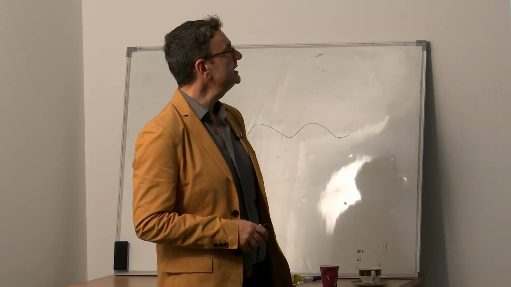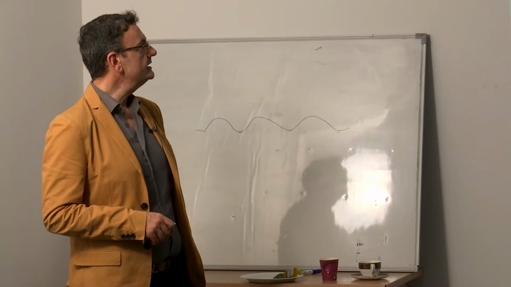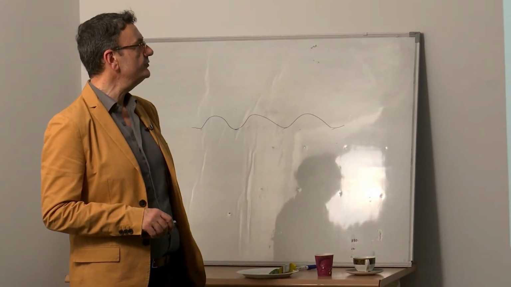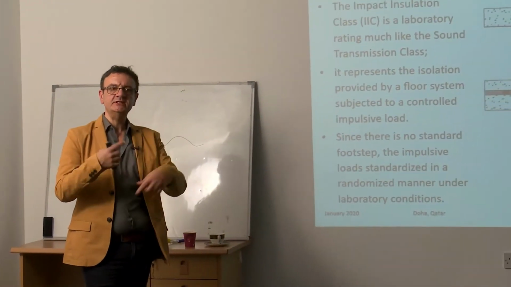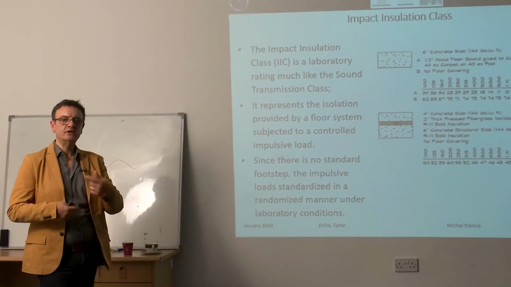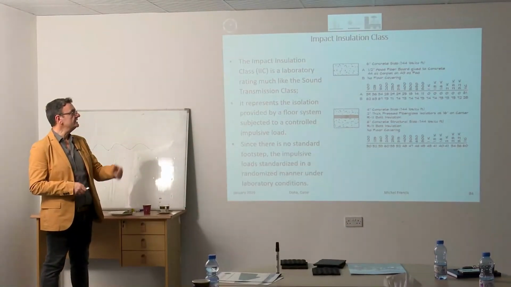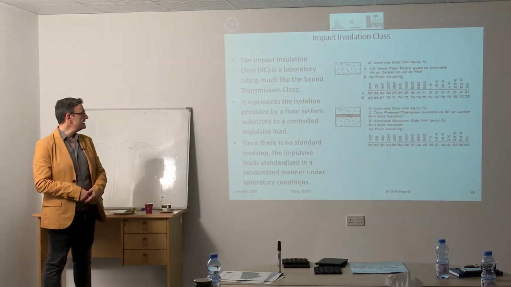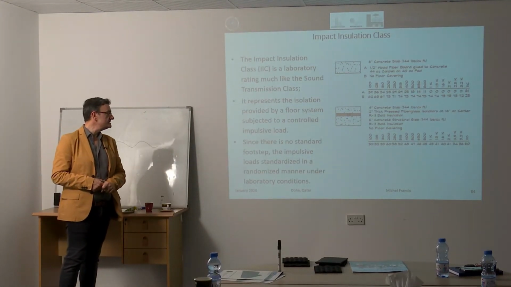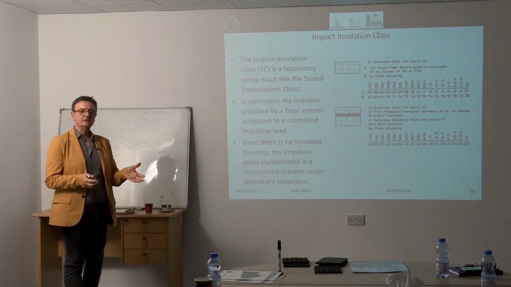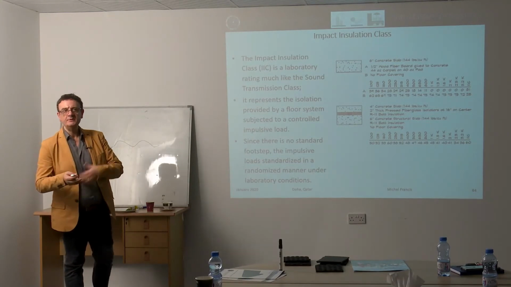So the impact insulation class IIC is also a lab rating like the STC, and it represents the isolation provided by a floor system subjected to a controlled impulsive load, which is like this. They have a machine that mimics the sound of footsteps, and this is how they take it. They record it and they see what the IIC is. Since there is no standard footstep, the impulsive load is standardized in a randomized manner under lab conditions. They mimic the random stepping of people moving.